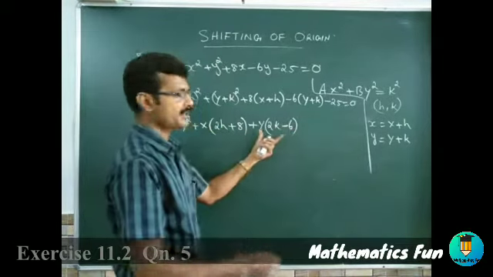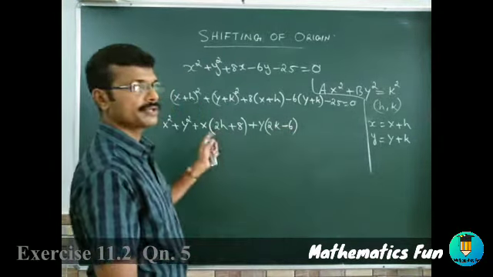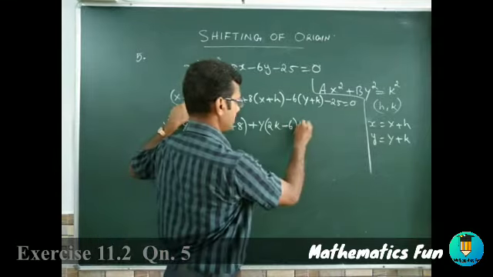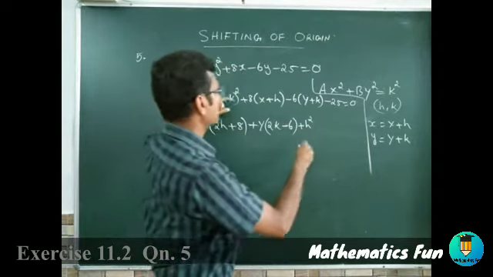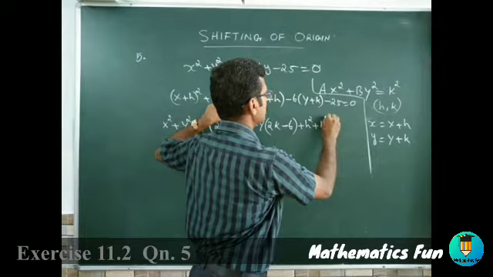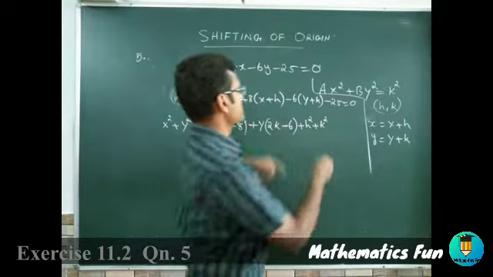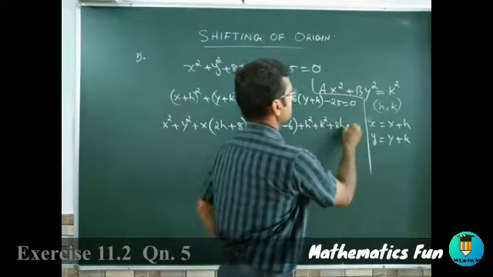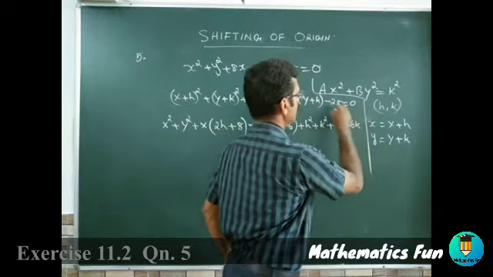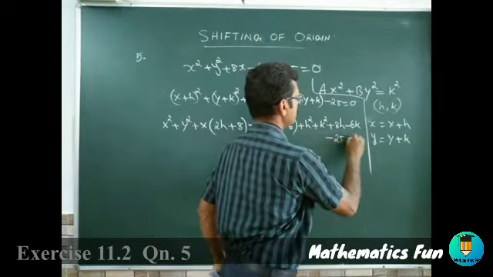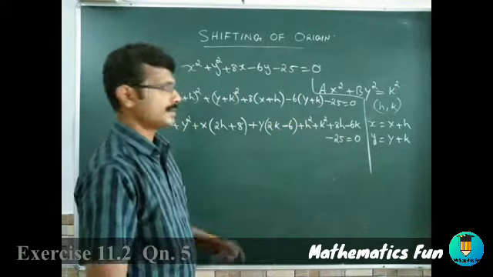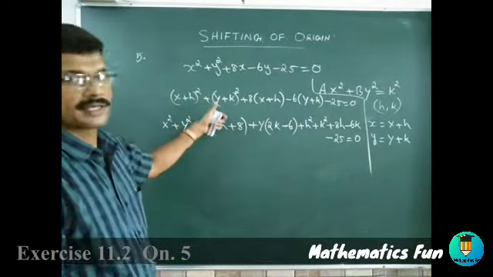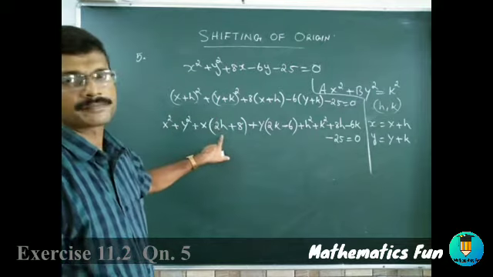So I include Y together, X together. Now only constant terms. Here h square, here k square, plus 8h, minus 6k, minus 25 is equal to 0. So I directly have done the expansion as well as grouping.